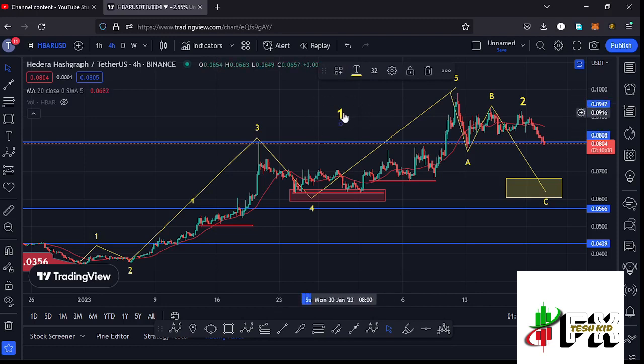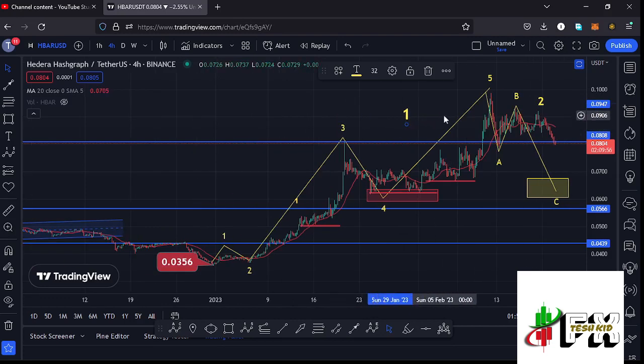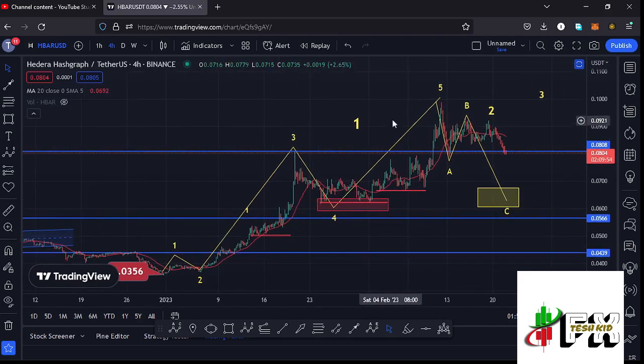And after seeing the formation of a larger Elliott wave count 1 to the upside, according to the Elliott wave structures, whatever we expect next is a corrective structure in the formation of a larger Elliott wave count 2, and I believe that is what is playing out here on the HBAR chart.